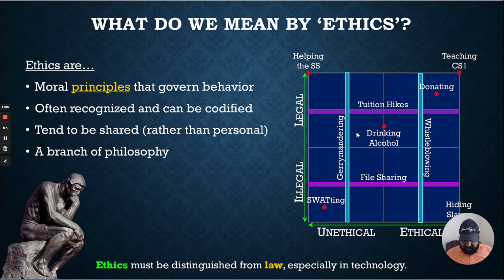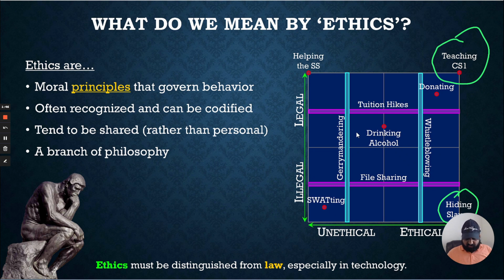Here in the example, we show you that ethics is distinguished from law along two different grids, which is sometimes there might be an element which is ethical and legal, something which is ethical and illegal, and there could be something which is unethical and legal, and unethical and illegal. Some of the examples here is, let's say, teaching CS1, it is both ethical and legal, while hiding slaves is considered illegal if we go back in like the 18th century, while it is ethical, of course.